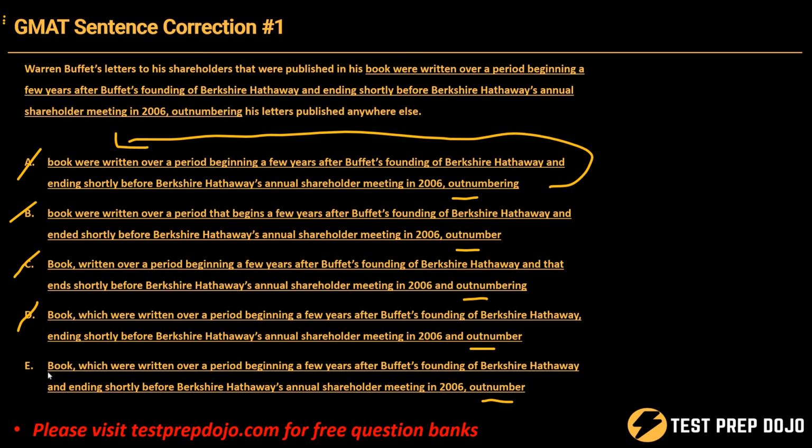wrong. However, E, book, which were written, so we have this modifier outnumber. So that makes sense. The outnumber is present tense, it's stating a fact that the letters published in the book at this moment outnumber the letters published anywhere else. That works. That makes sense. That's elegantly, concisely conveying the author's meaning, and thus, based on our understanding of meaning and exactly what modifiers do, we're able to converge to the correct answer.